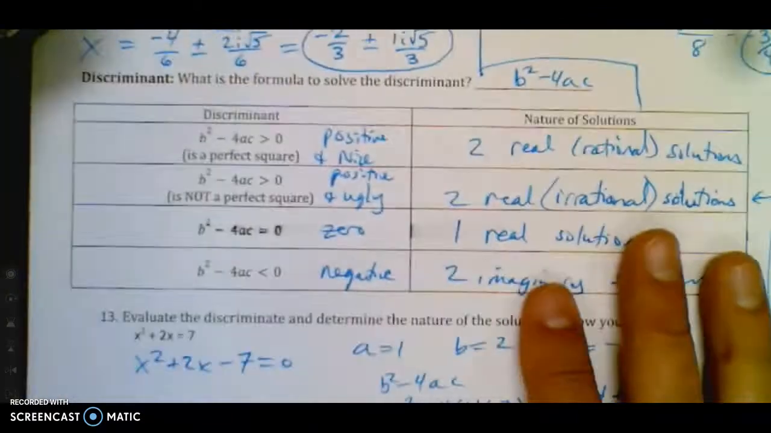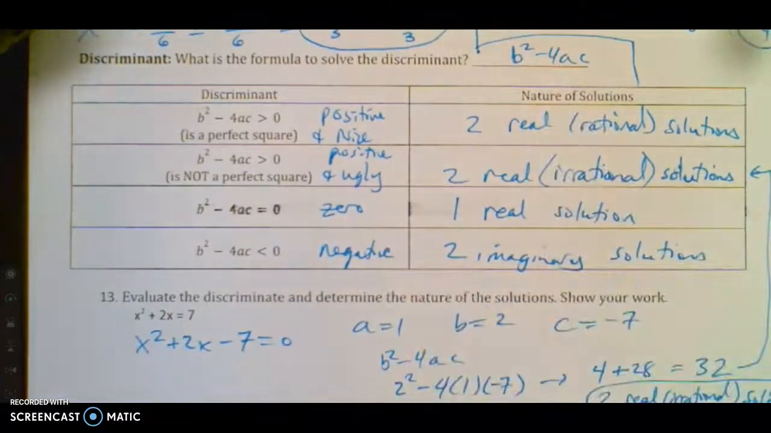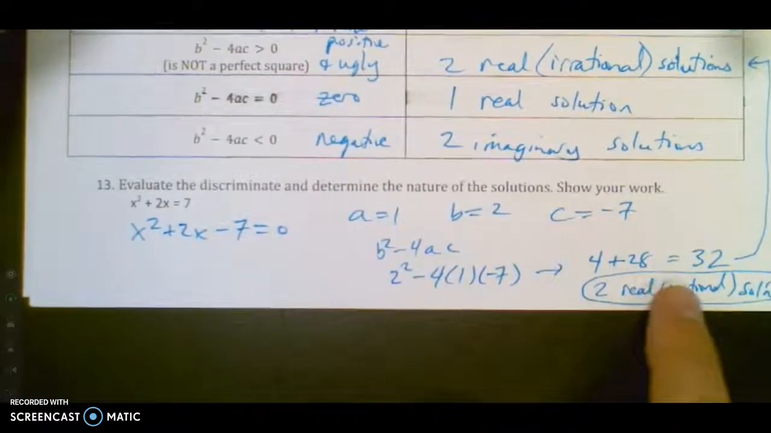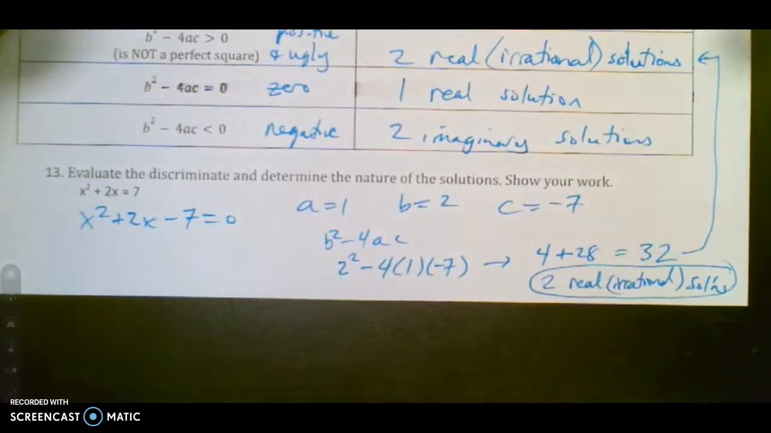Then we have discriminant. This is just like our notes. That's the b squared minus 4ac. And you get those solutions. So if I did this problem down here and saw it as a positive 32, that's not a perfect square, so I get 2 real, ugly, or irrational solutions.